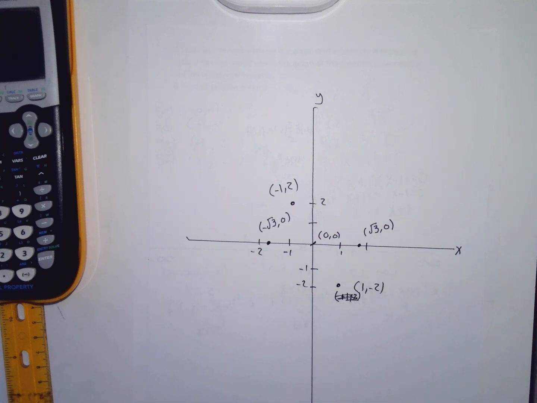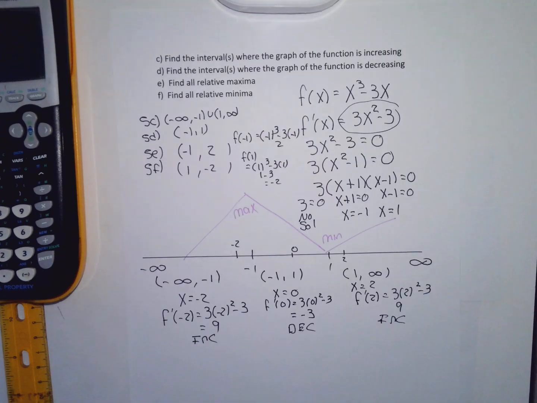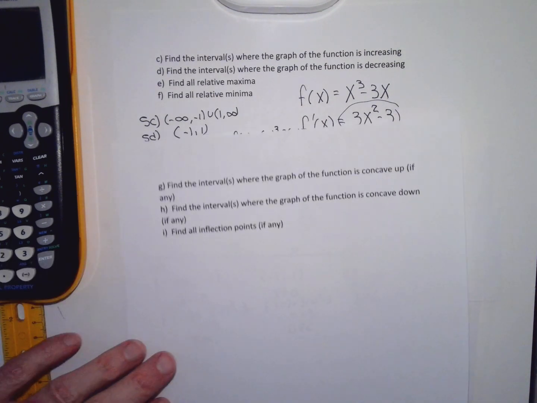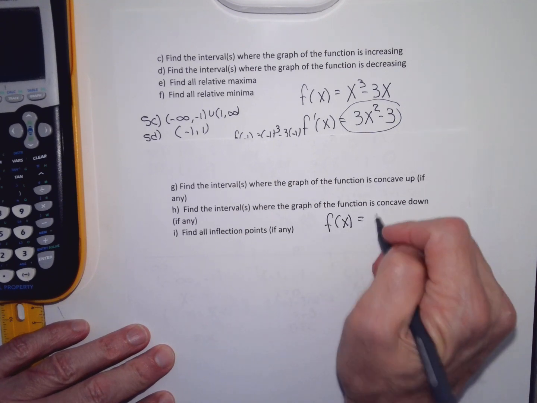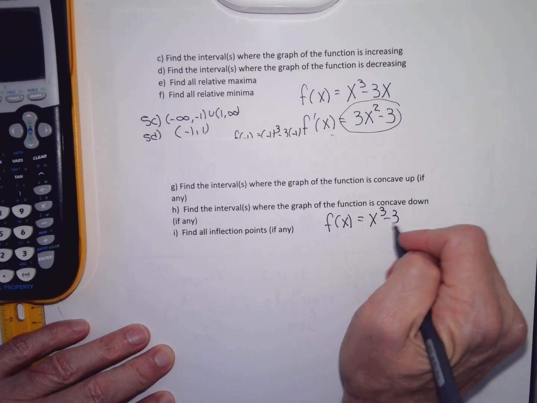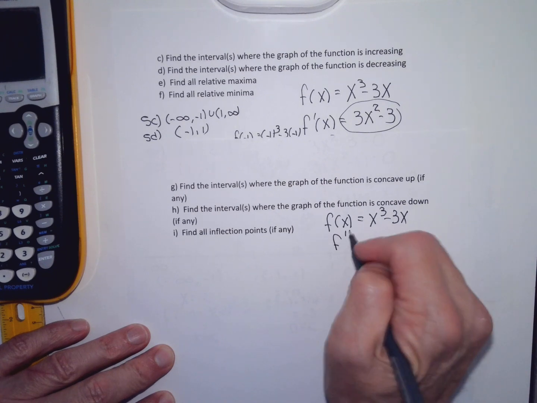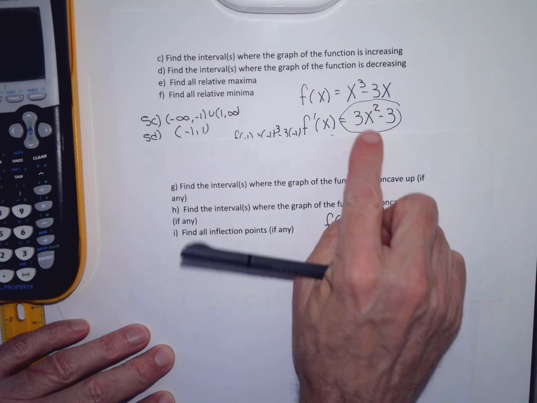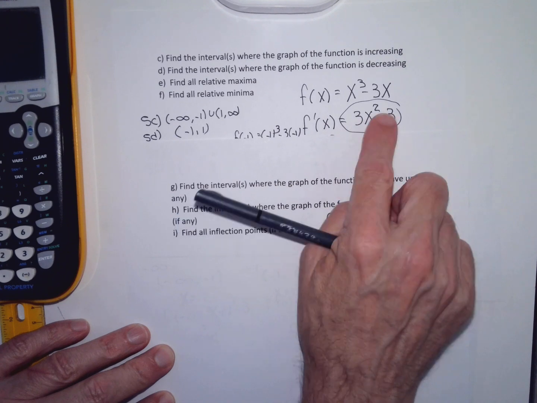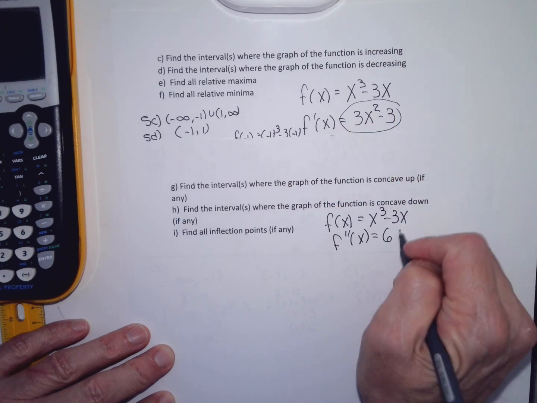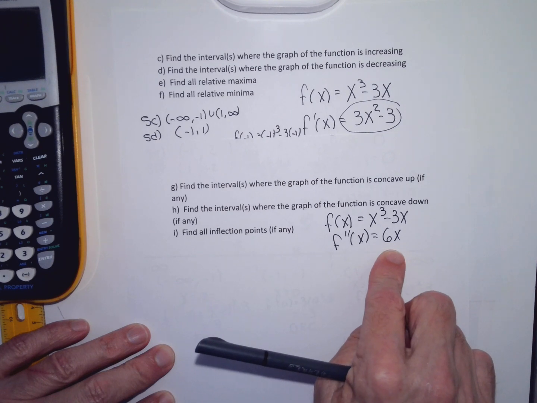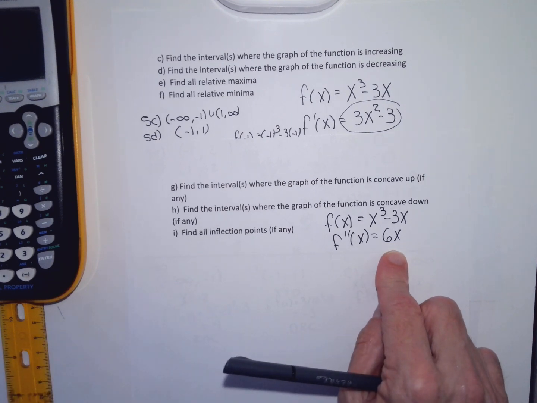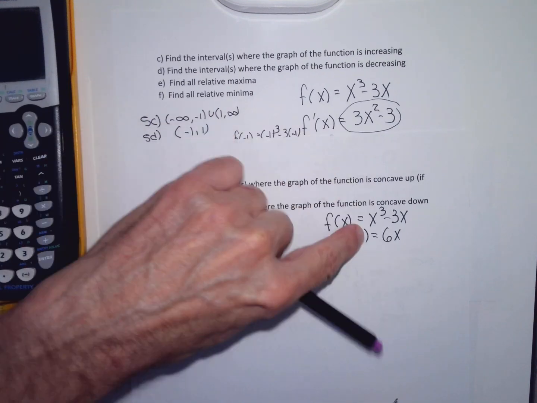Okay, now we need the second derivative information for g, h, and i. So I'm going to carry these derivatives here. The original function is x cubed minus 3x. I have the first derivative. I'm going to use the first derivative to get the second derivative. The derivative of 3x squared is 6x. The derivative of minus 3 is 0. So the derivative I need for the concavity problems is just 6x. That's just the derivative of the first derivative.